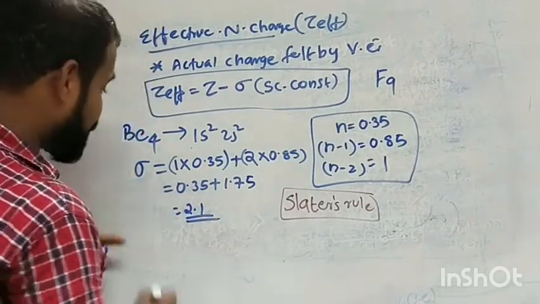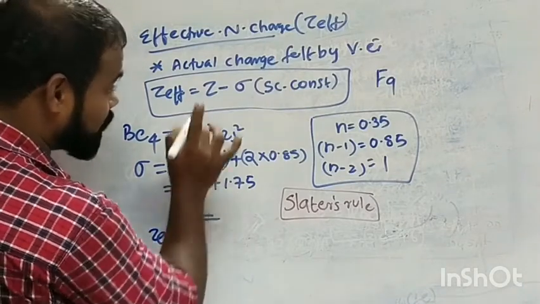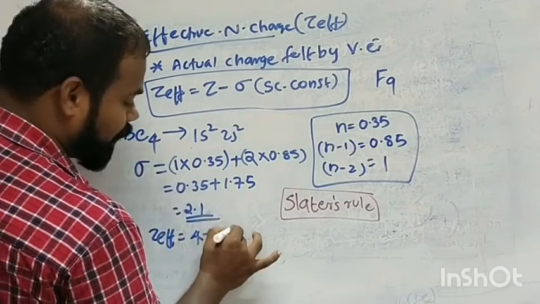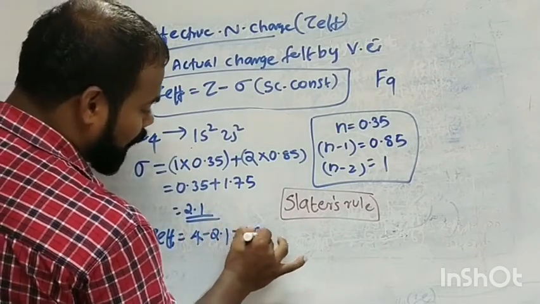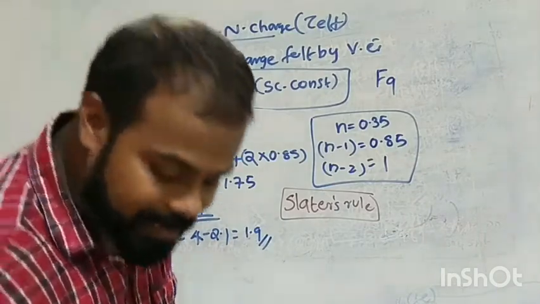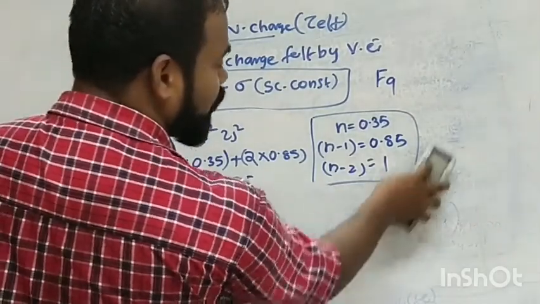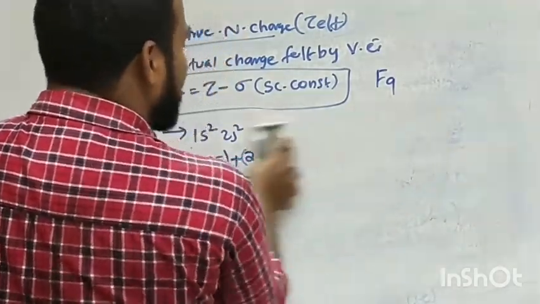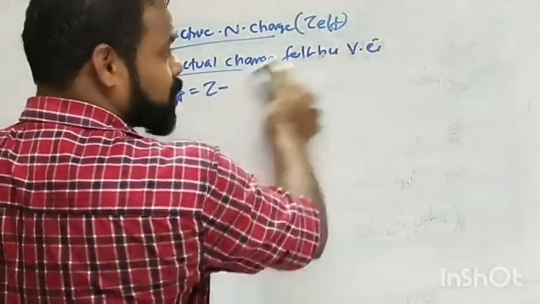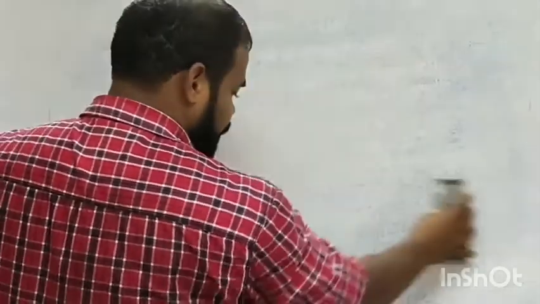Therefore, you can calculate the effective nuclear charge also. That is equal to Z minus sigma. Z equal to 4 here, minus 2.1, that is equal to 1.9 is the answer. Clear to all of you? This is the effective nuclear charge calculation. Don't forget these three terms, keep in your mind, and also this equation, sigma calculation carried out by Slater's rule. All this topic we want to keep in our mind.